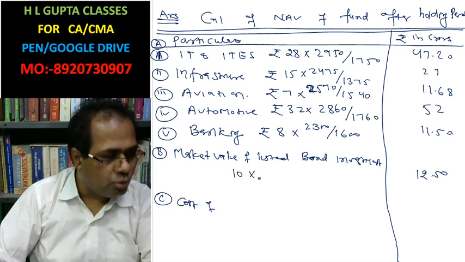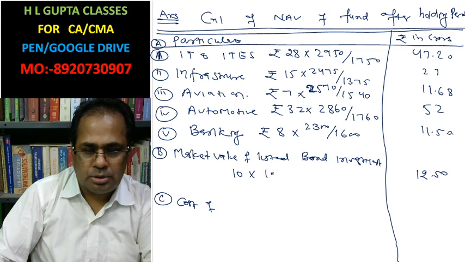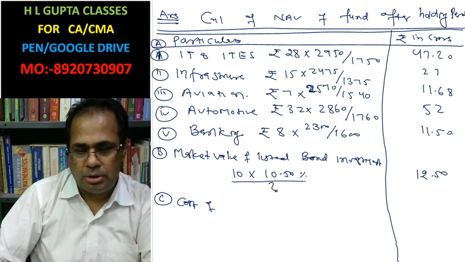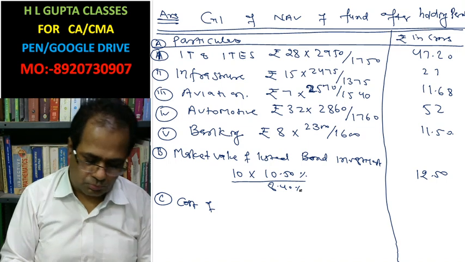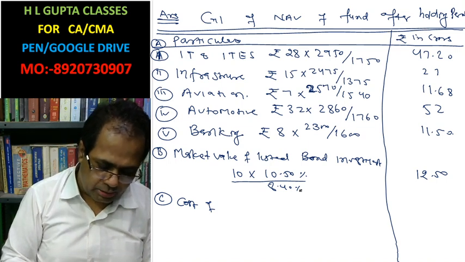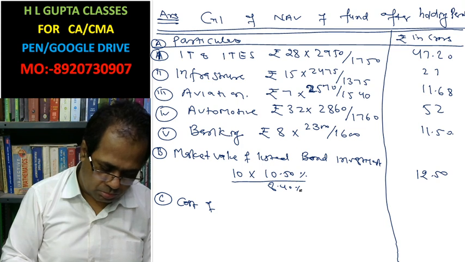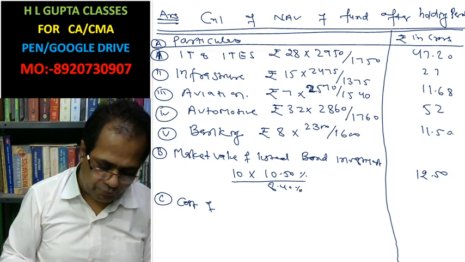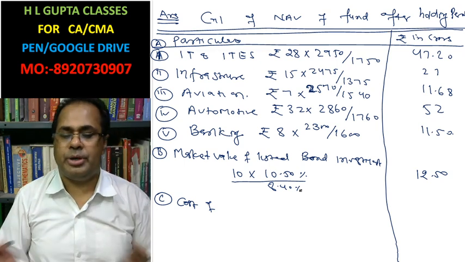10 into 10.50% divided by 8.40%. 10 into 0.4. This is a simple way of calculation.